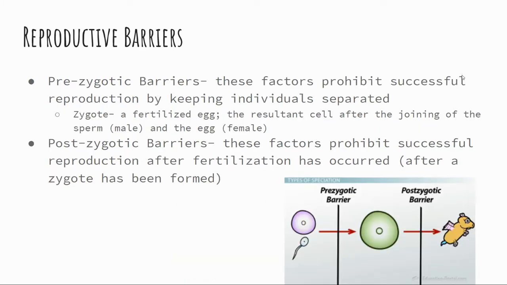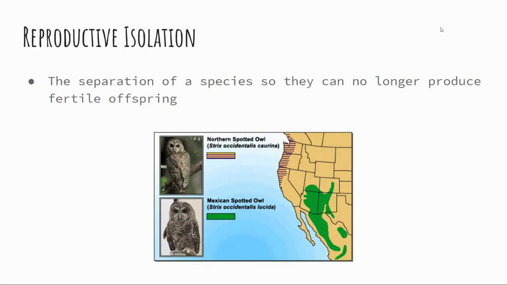So reproductive barriers are typically prezygotic barriers, and these are factors that prohibit successful reproduction by keeping individuals separated. Again, a zygote is a fertilized egg, which is the result of the joining of the sperm, which is the male gamete, and the egg, which is the female gamete. A post-zygotic barrier can be possible, and these factors prohibit successful reproduction after fertilization has occurred. So reproductive isolation is the separation of a species so they can no longer reproduce fertile offspring.